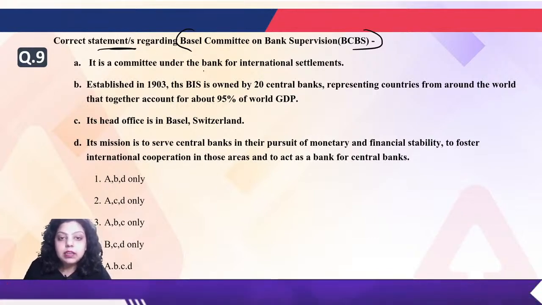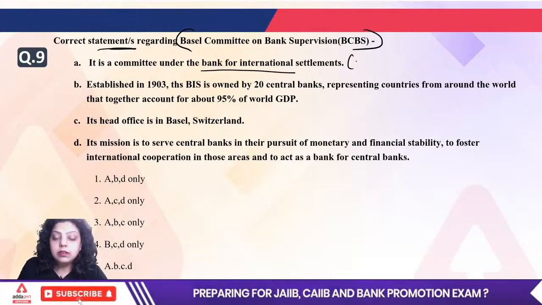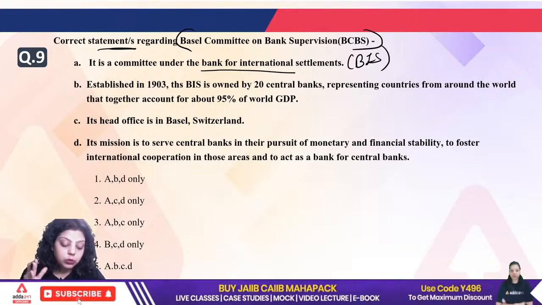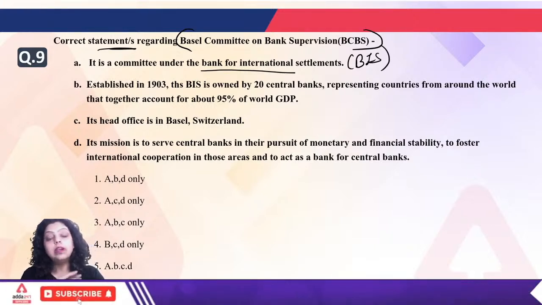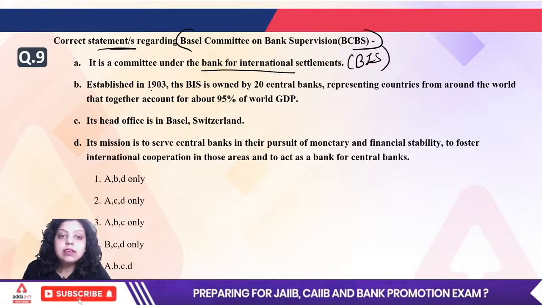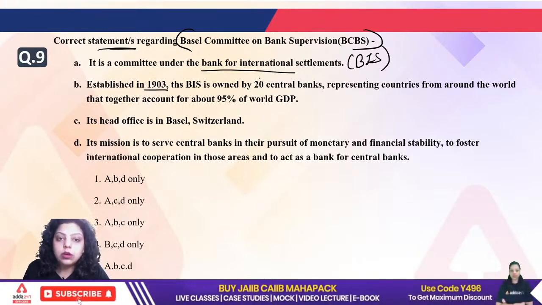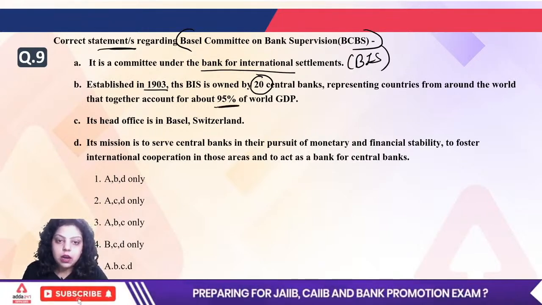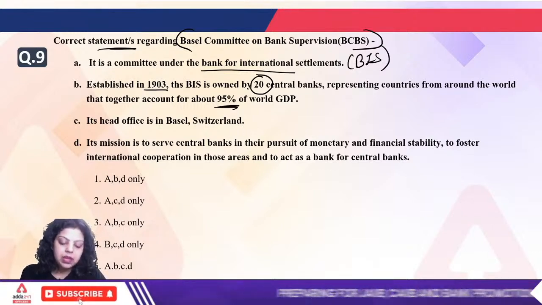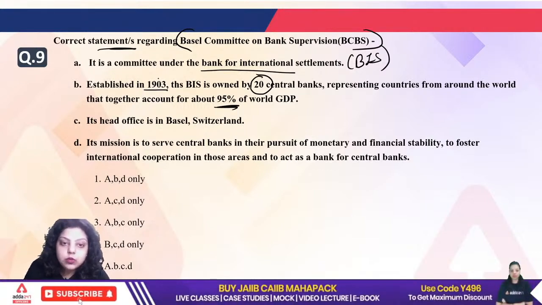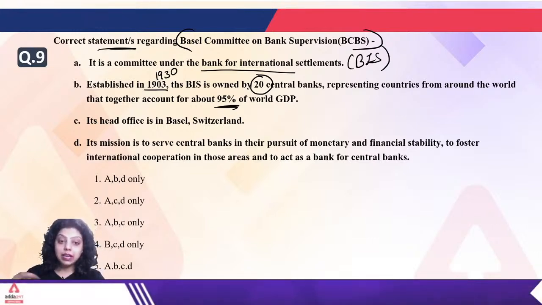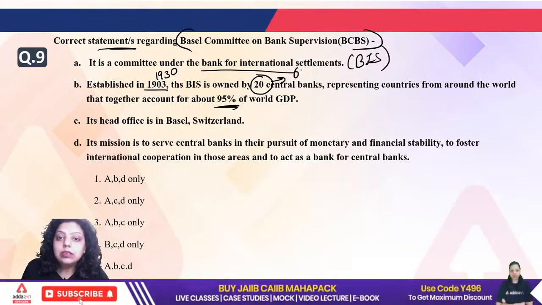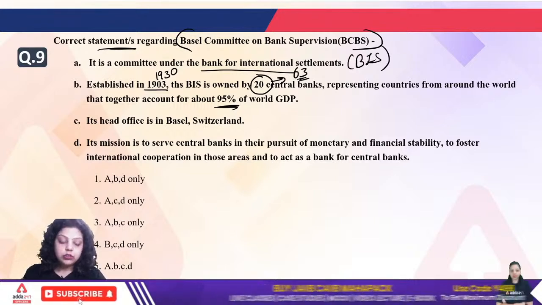First is saying it is a committee under the Bank for International Settlements, that is true, BIS. BIS is the oldest international financial institution. It was established in the year 1930. Second is saying established in 1903, the BIS is owned by 20 central banks representing countries from around the world that together account for about 95% of the world GDP. Now this statement is not true. BIS was established in 1930, not 1903. And the members are not only 20 central banks; now there are 63 central bank members. So the second statement is not true.